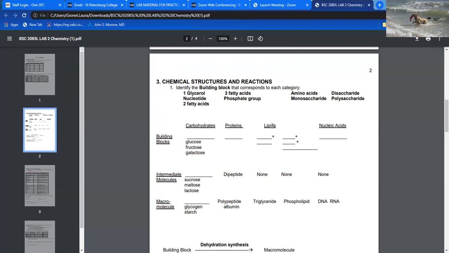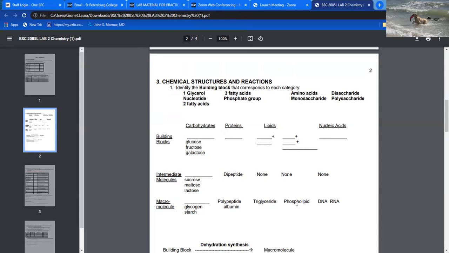All right, then we have fats, lipids. On one side, that first column is for the macromolecule of the triglyceride. So we have these 2 terms that are going to go in here for the building blocks. There is no particular intermediate molecule, and then the macromolecule is a triglyceride. It's a neutral fat. So the building blocks of a lipid up on top would be 1 glycerol and 3 fatty acids. Those are the building blocks of a triglyceride.